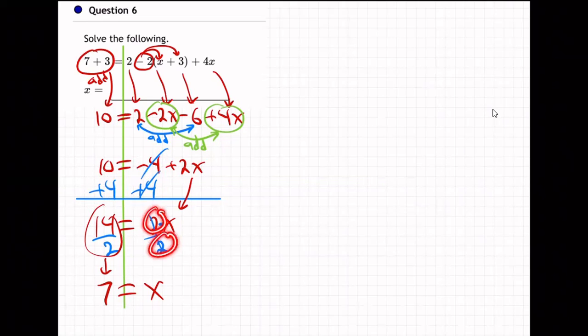Last step is always dividing, isn't it? The last step in solving for x is almost always dividing both sides by whatever number's right next to x, because being right next to x means multiplied. The opposite of multiplied is to divide. And there we go.